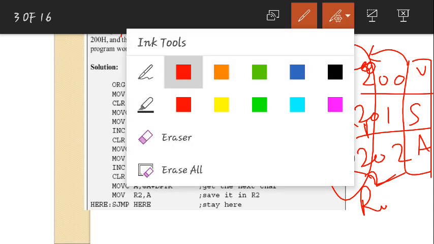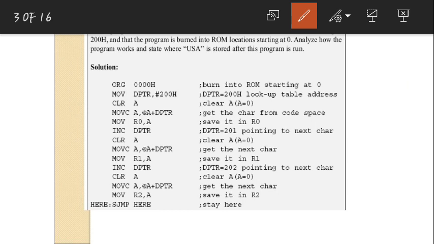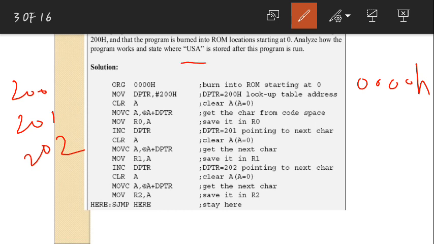To write a program for that, first see ORG 000H, that means the address where I am starting my program. I am starting at 0000H, so it is burned into ROM starting at 0. Next, see here MOV DPTR, he has already mentioned 200 is the starting location, then 201 and 202. These are the three locations where I have these characters, because he has given only 3. If he had given 4, then 203 would have the other value, but there are only 3 ASCII characters, that is U, S and A.